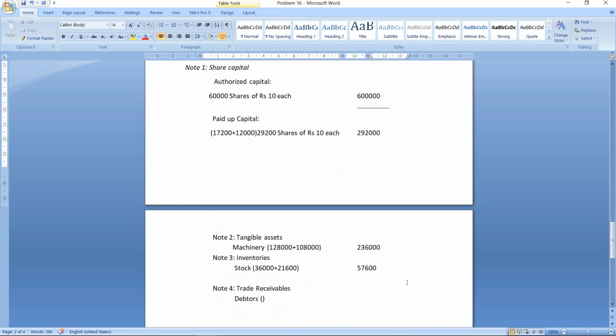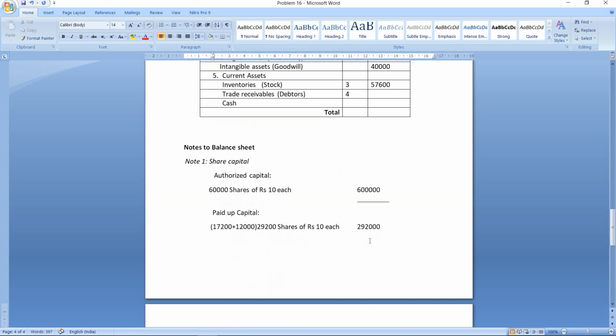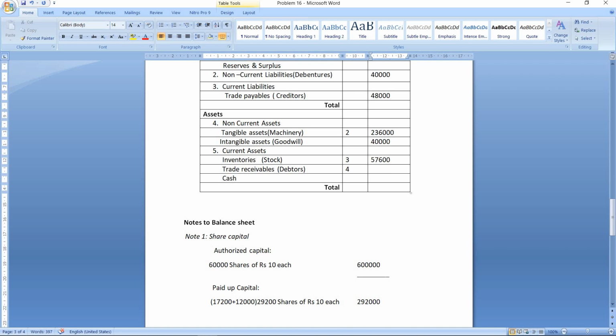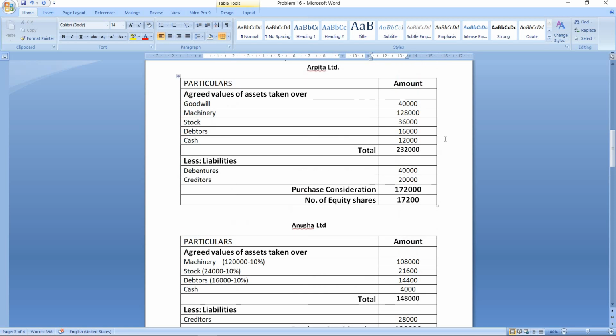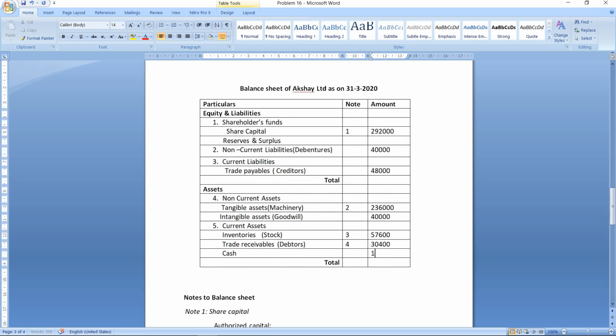Now similarly debtors, new value of debtors of Arpita Limited is 16,000 and that of Anusha Limited it is 14,400. So let us pass a note for that as well. Trade receivables, debtors. Okay, so it is 16,000 plus 14,400. Total we will take and that will be shown in the balance sheet. So the total is 30,400. Okay, so here we will post it. The last item that we have is cash. Now cash is 12,000 for Arpita Limited and for Anusha Limited it is 4,000. So total we will write it directly in the balance sheet, that is 16,000.